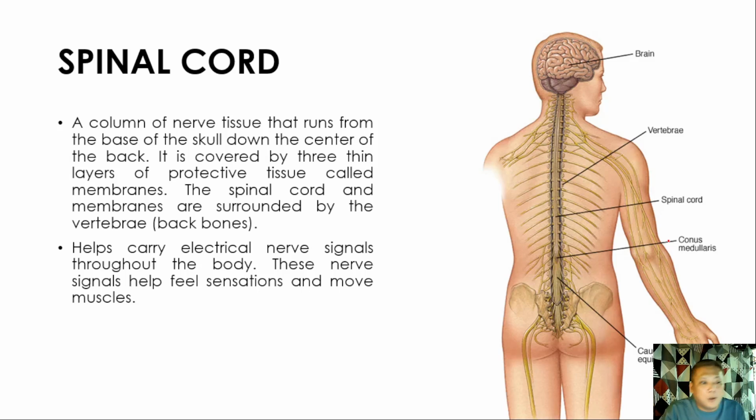Diba? Yung, or kung nakatingin man kayo sa screen or hindi. Diba? So, next is the spinal cord. Sabi natin, a column of nerve tissue that runs from the base of the skull down to the center of the back, and it covers 3 thin layers of protective tissue called your membranes. Diba? The spinal cord and the membranes are surrounded by your vertebrae or your backbone. Sabihin yung mga buto na yan, dyan nagtatago, dyan sila nagpoprotekta para dun sa mga nerves natin na yan.